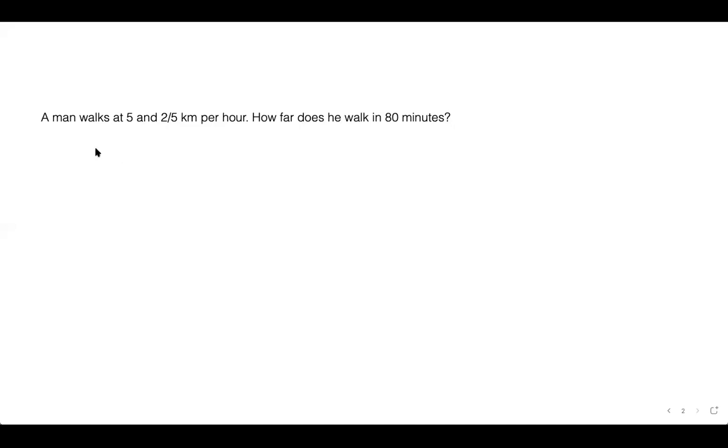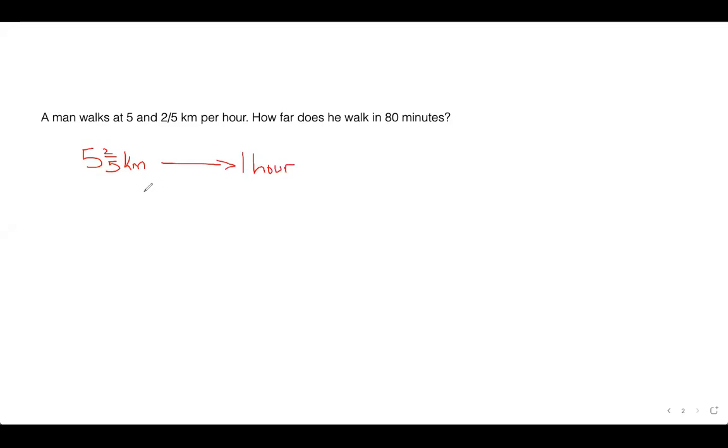The other way, one can use the formula of distance equals speed times time. Distance equals speed times time. Maybe, I don't know if they have done that. I think it's easier to use the first approach. You were given that information that a man walks 5 and 2 out of 5 kilometers per hour. Maybe let me put it this way. It takes that man 1 hour to move that distance.